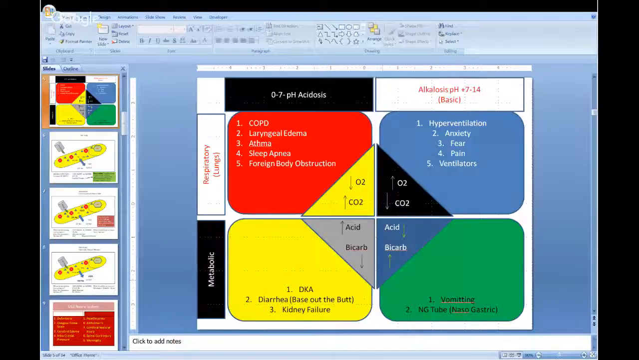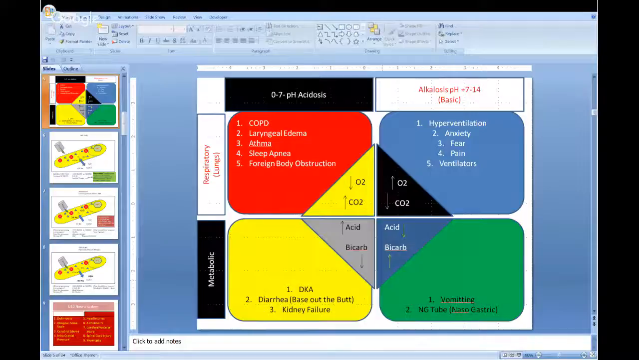Yeah. So to close this so we can move on, if the pH is high, and then one of the other two will be low or high, then that will be a respiratory issue.